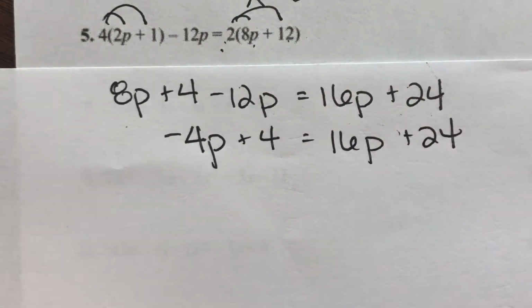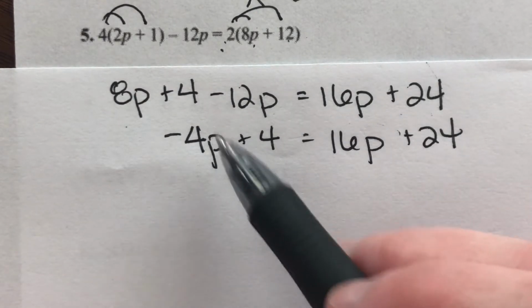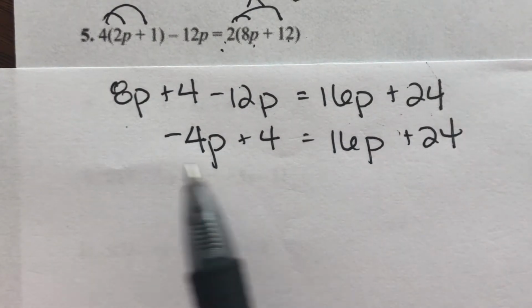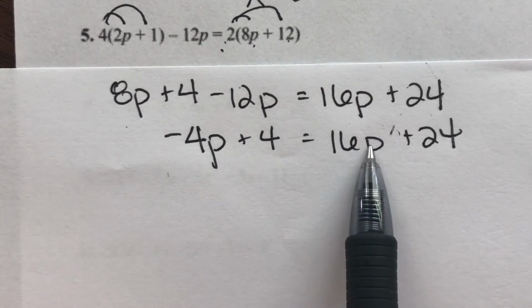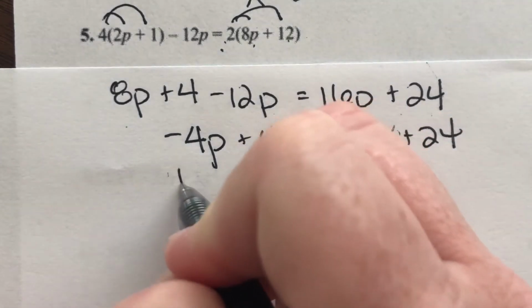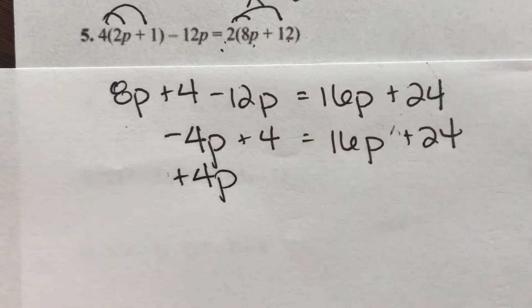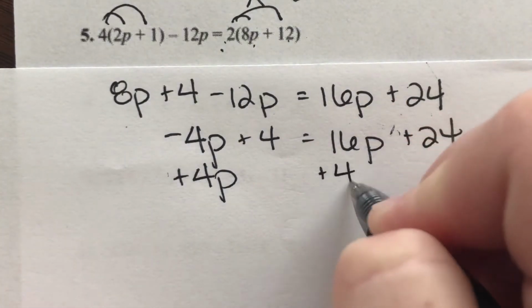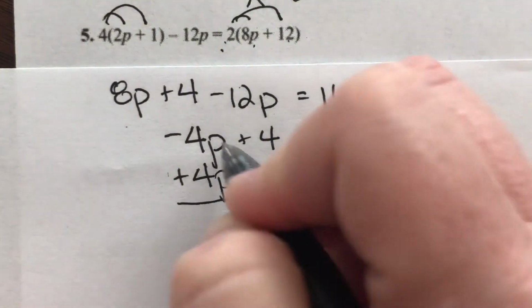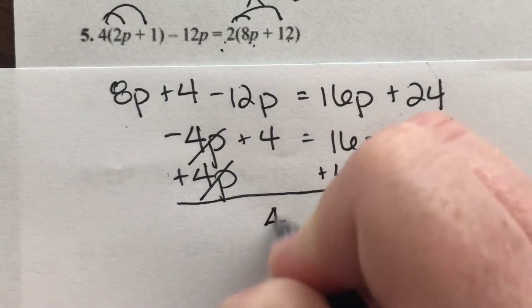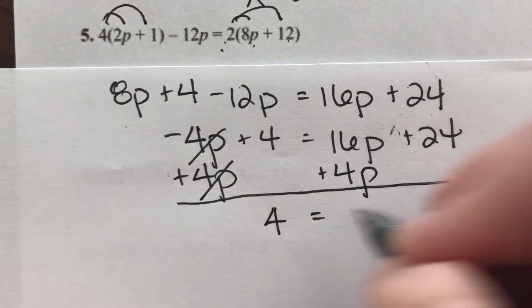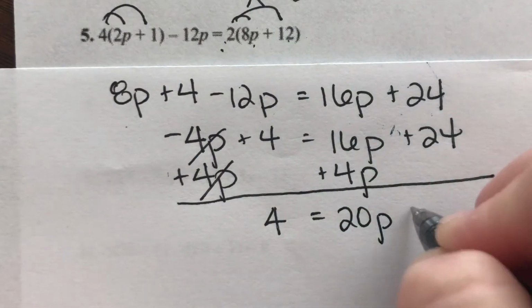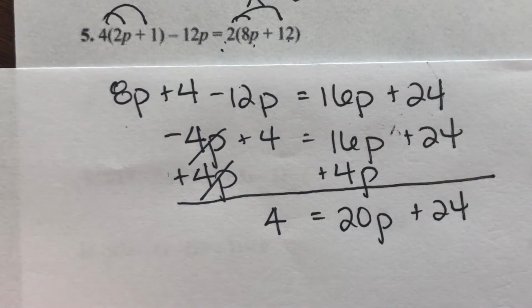Okay, now they're both simplified. So since I can't simplify anything else on either side, now I have to start crossing sides, right? So I'm going to look at both sides. I've got a p. I want to get rid of the smallest p. That's negative 4p. So I want to add 4p. And I got to do the same thing on this side. So these go away. 4 equals 16p plus 4p is 20p plus 24.